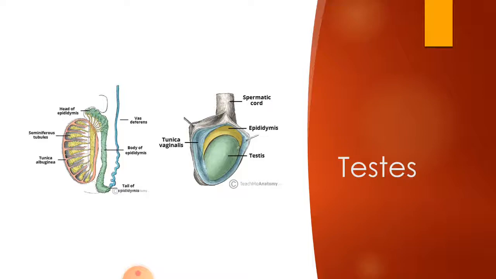In our next lectures we will talk about the spermatic cord, the deferent duct, the seminal vesicles, the ejaculatory ducts, the prostate gland, and the urethra and penis.